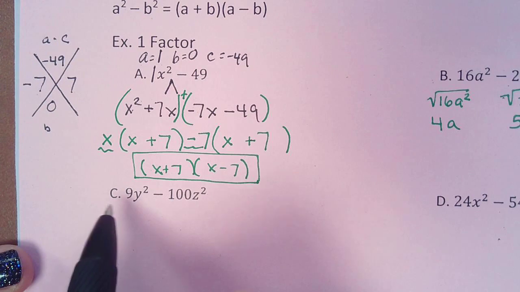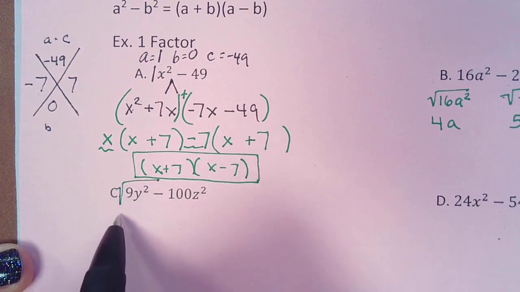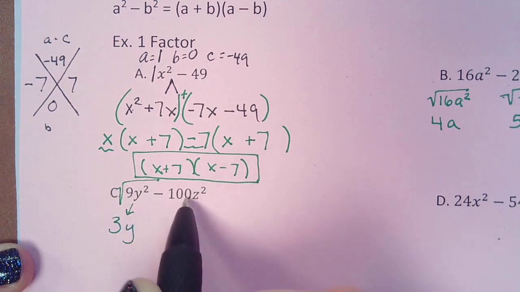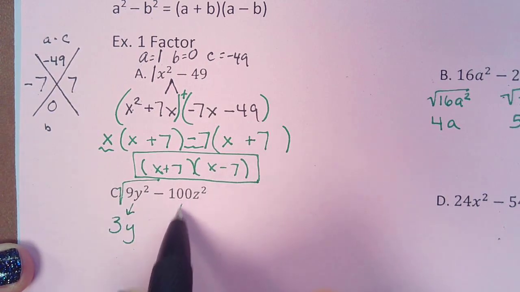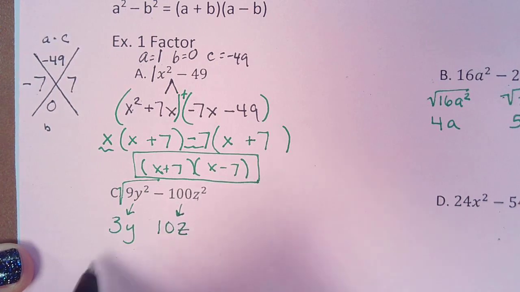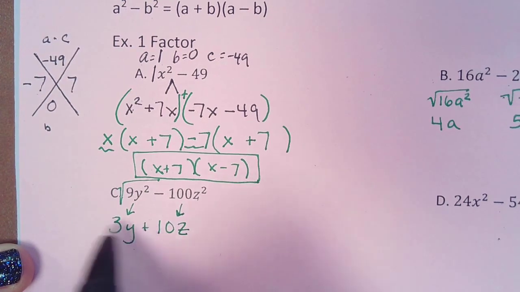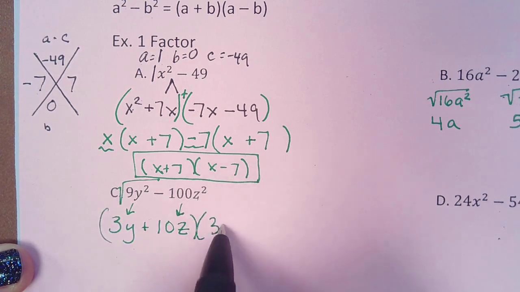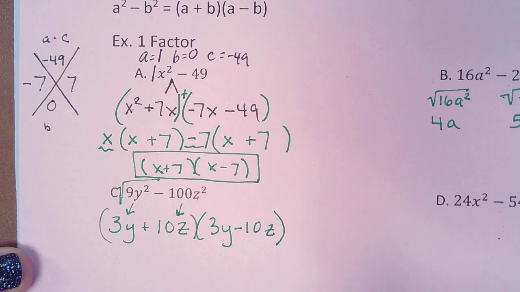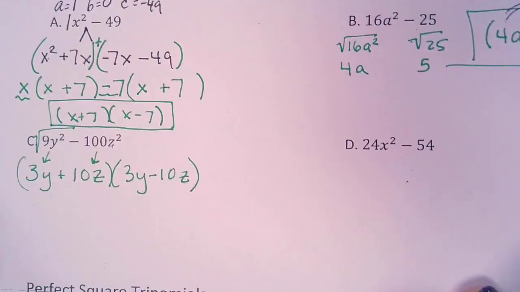If I square root this term, square root of 9 is 3, square root of y squared is y. Then I square root 100, so square root of 100 is 10, square root of z squared is z. So I have 3y plus 10z and 3y minus 10z. You try the last one.